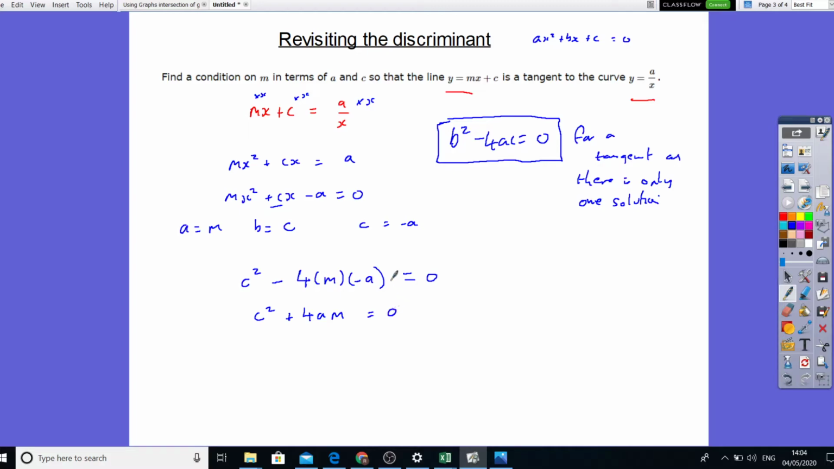Now we want m in terms of a and c, so I'm going to take the c squared to the other side, so I'm going to end up with 4am equals minus c squared. I just want m by itself, so I need to get rid of 4a by dividing it to the other side because it's been multiplied here, so that ends up being m equals minus c squared over 4a. And that's it.